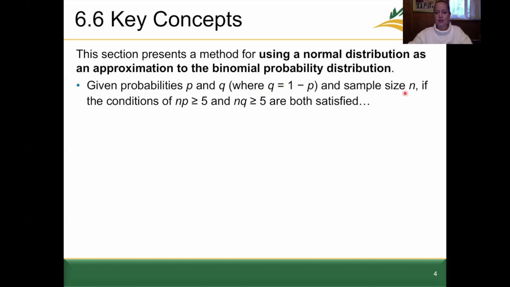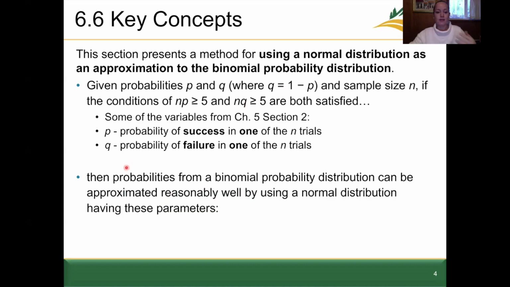And again, we have a sample size of lowercase n. Then if these conditions of n times P is greater than or equal to 5, and n times Q is greater than or equal to 5, if both of those are satisfied, then the probabilities from a binomial probability distribution can be approximated reasonably well using a normal distribution having these parameters. So in order to find the population mean, we'll take n times P. In order to find the population standard deviation, or sigma, we'll take the square root of n times P times Q.